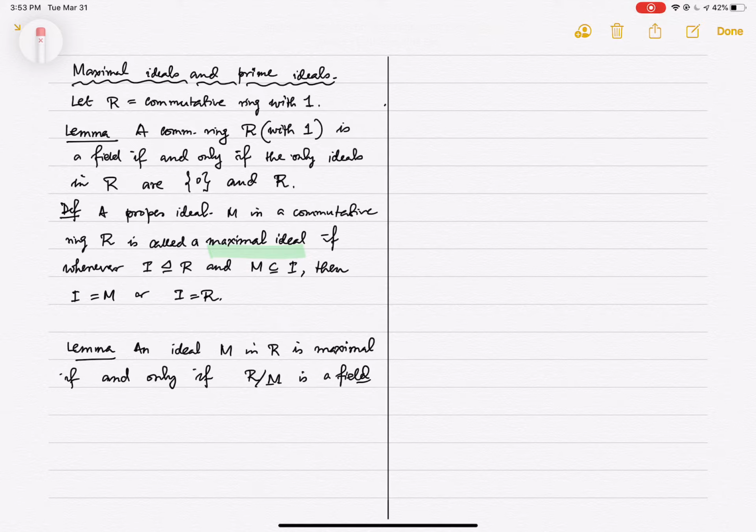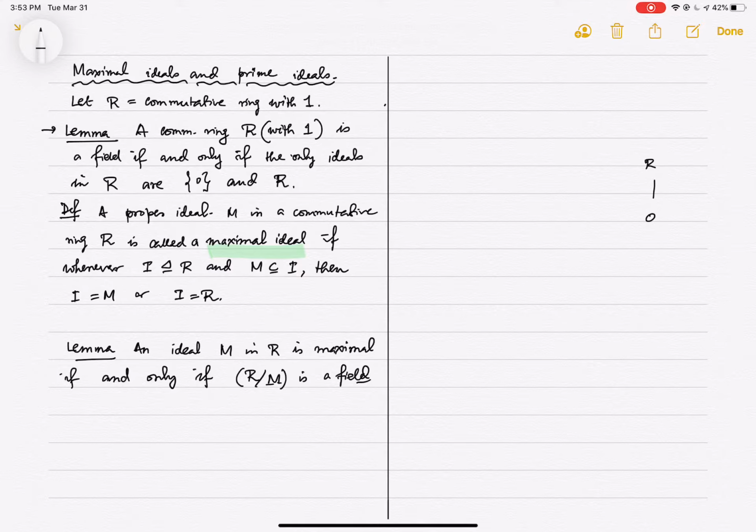And this lemma that we proved is how you recognize a maximal ideal. An ideal M in R is maximal if and only if when you quotient by it you get a field. And that essentially follows from the lemma up here, that fields are exactly the commutative rings with one that have no proper ideal whatsoever. So you just have 0 and R.